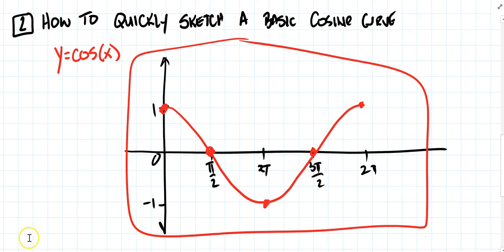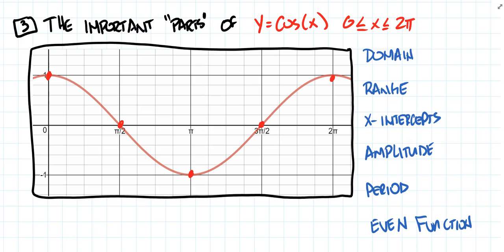This is the drawing that we want to be able to create in a moment's notice to get our bearings straight for the cosine curve. Okay, here are the important parts of a cosine curve. This picture only represents from 0 to 2 pi. So here are your 5 dots, overlaid on a nice Desmos graph, so it's really pretty and easy to see.